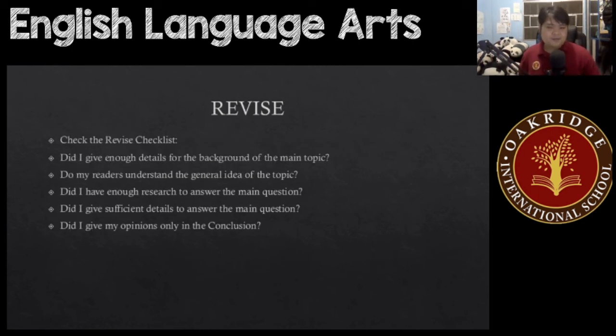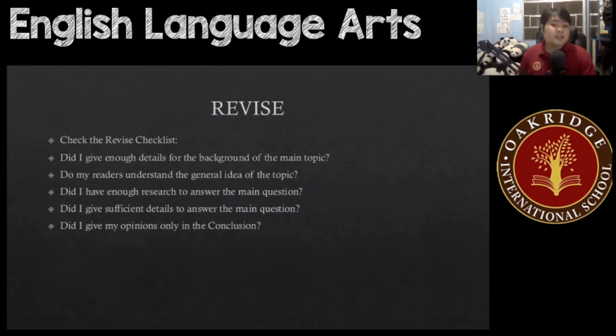Revise. Check the revision checklist. Did I give enough details for the background of the main topic? Do my readers understand the general idea of the topic? Did I have enough research to answer the main question? Did I give sufficient details to answer the main question? Because that's important. Having enough research is okay, but having fewer details about it is not okay. Or having a lot of details is fine, but having less research about it is also not fine.